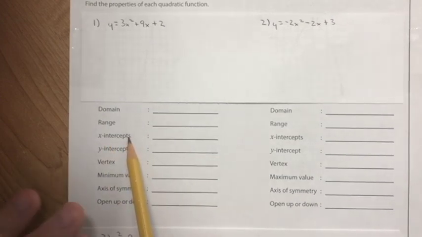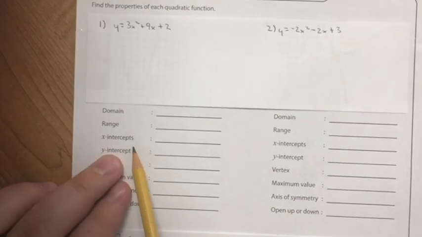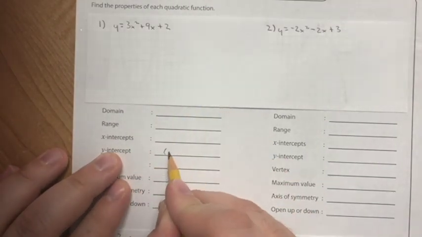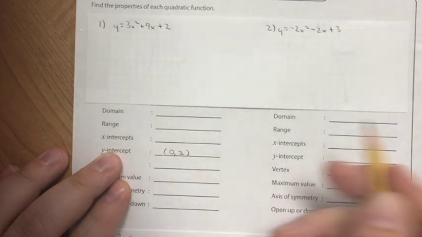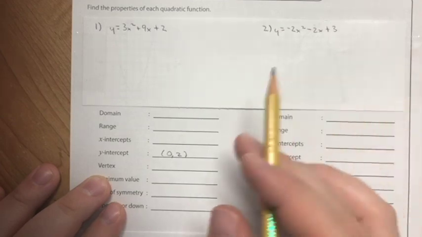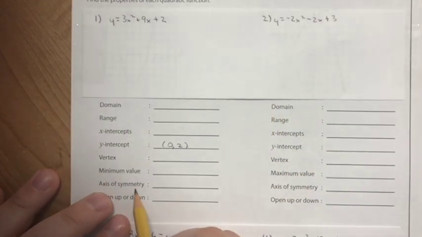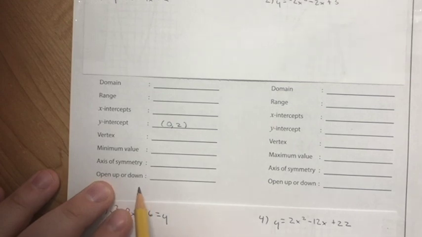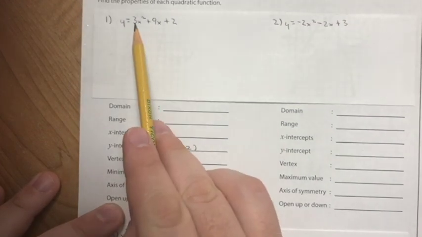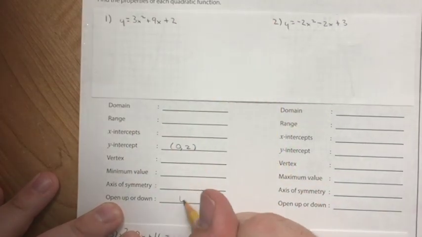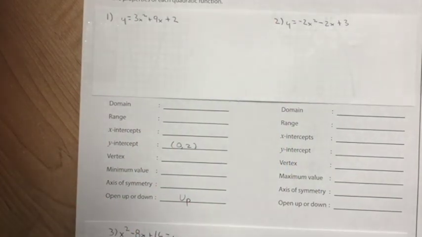X-intercept, it's not easy to do. Y-intercept, I can define that pretty easy by looking at the last value. So my Y-intercept right now is (0, 2). That's pretty easy because that is a constant. My vertex, I cannot do anything. Minimum and axis of symmetry currently cannot do anything. However, I can look at whether it opens up or down by looking at the first term. Since this is a positive term, it means that this will open up. So this is all I can do just by looking at this equation.